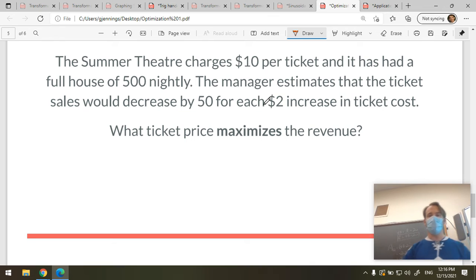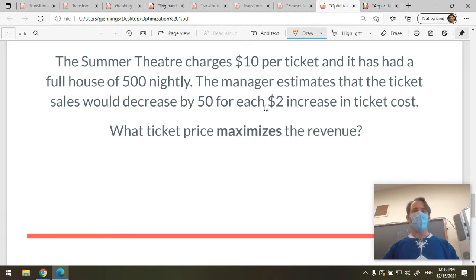Here we go. The summer theater charges $10 per ticket, and it has a full house of 500 nightly. The manager thinks that if we increase the ticket price by $2, they'll lose 50 people in their audience. So now we want to maximize the revenue for this type of situation. I think this will be the last question that we look at, and then we'll start working independently.